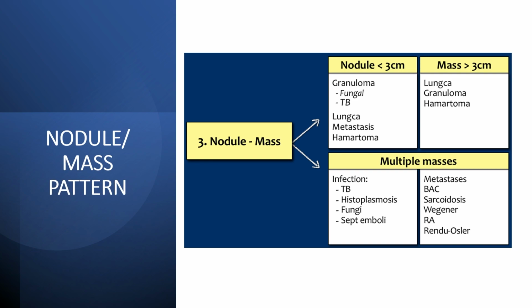In a mass-like pattern, you can have nodules and masses. Again, the differentials are almost similar, mostly infections, vascular causes and tumors. So these differentials you can take from this presentation later on.